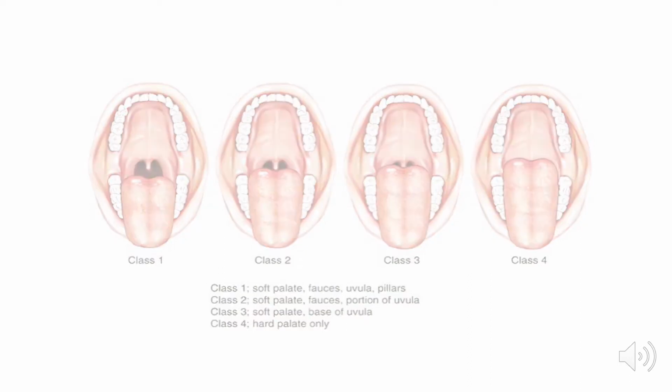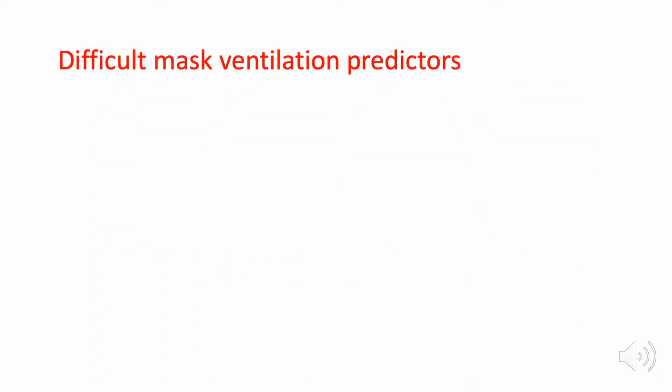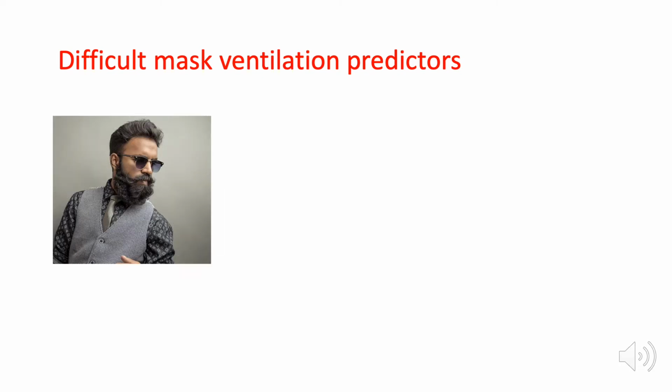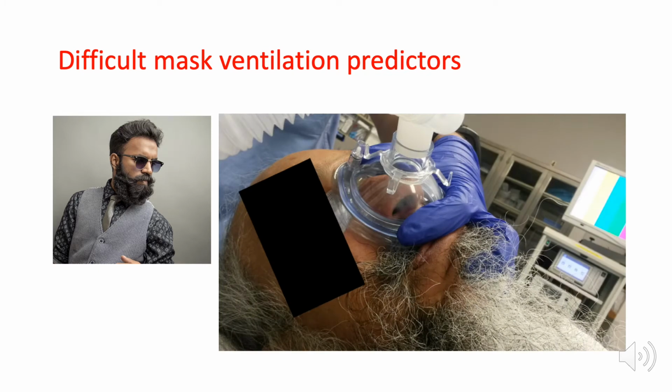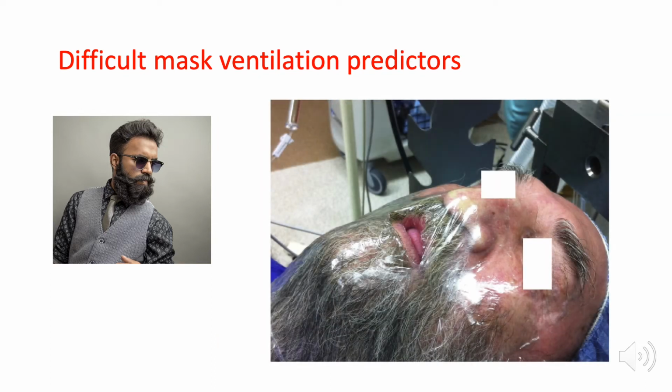And then there are predictors of difficult mask ventilation. So patients more than 55 years old, patients with beard can have problems with mask ventilations, as you can see here. So we need to be more creative just to give oxygen to these patients.